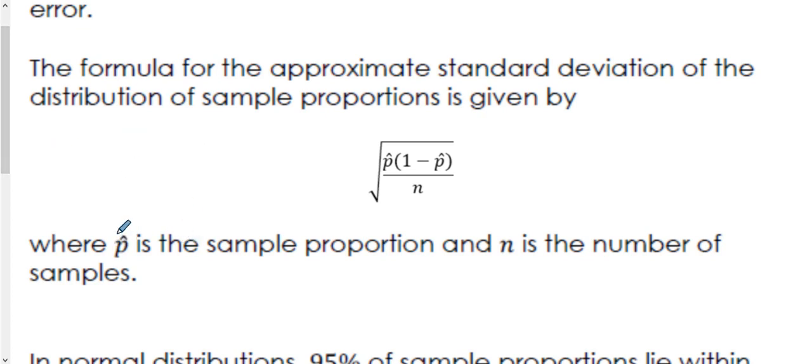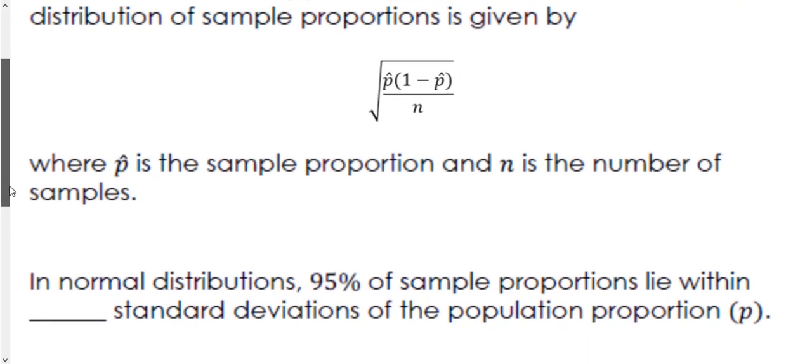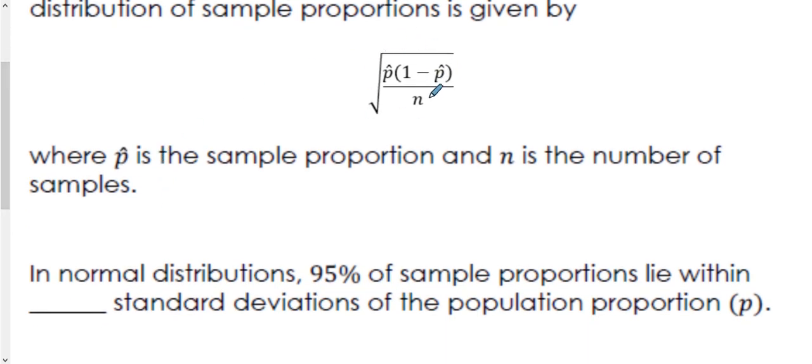P hat, that's what this is called with this little thing on the top. P hat is the sample proportion, and N is the number of samples. And we're going to kind of shorten this up a little bit in a minute. I'm going to show you the version that we use in AP Stats because it's very, very simple. But it says, and we're going to put these two things together, this piece here and this piece here.